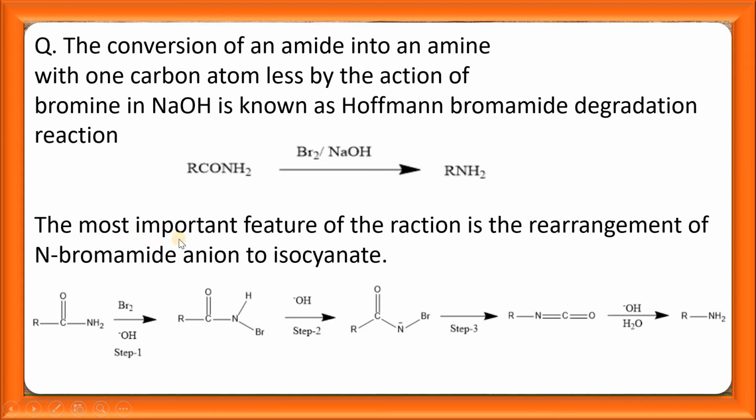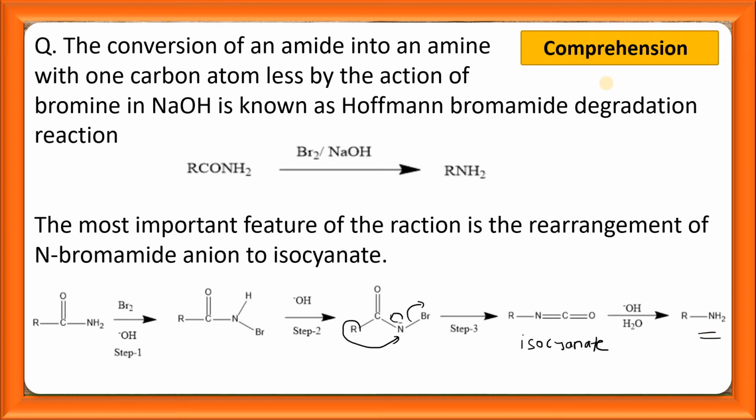And the most important feature of the reaction is rearrangement of N-bromamide anion to isocyanate. So this is step number 3. This reaction is carried out this way. This bromine gets lost here and this R gets shifted here, and there is a formation of N double bond C here. So we get this isocyanate as an intermediate, and this on further hydrolysis under basic condition gives rise to the corresponding amine. This is the comprehension type question.